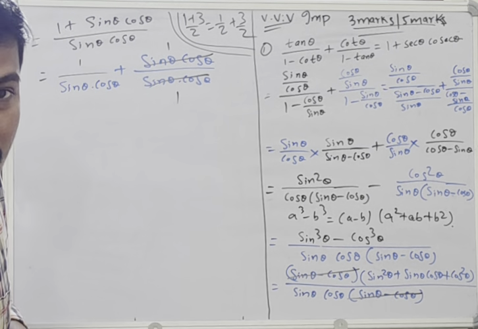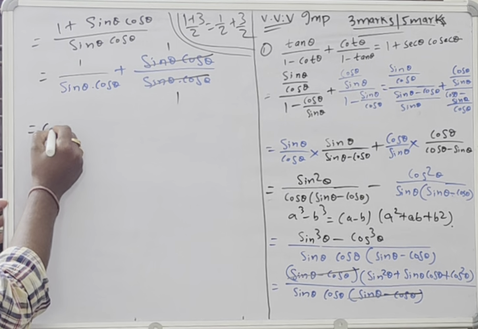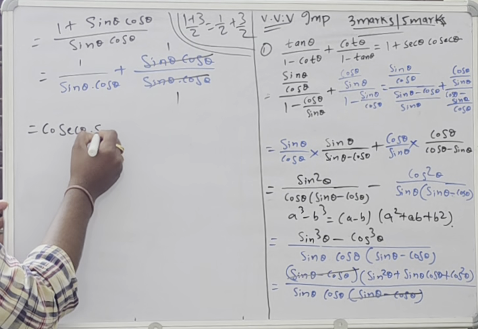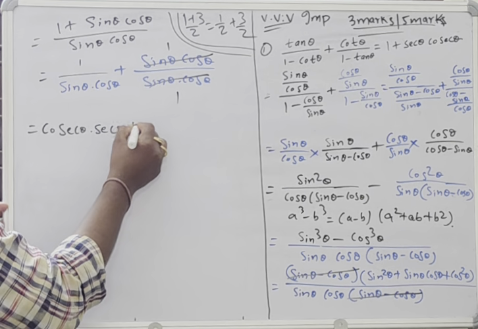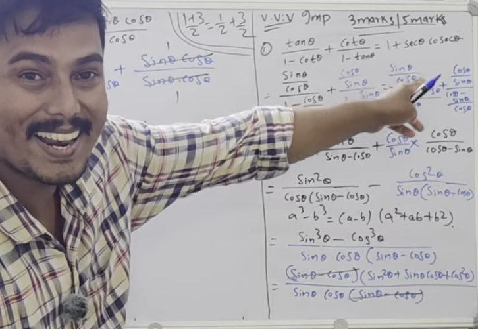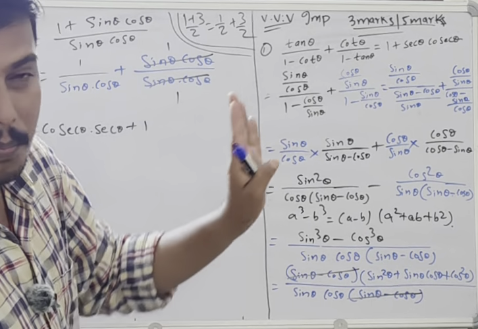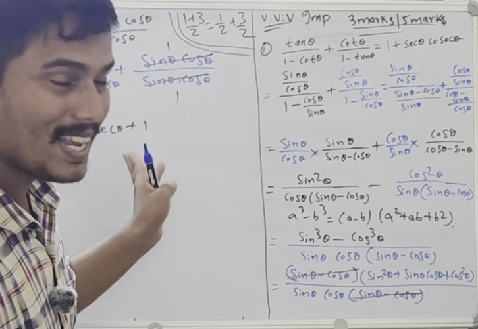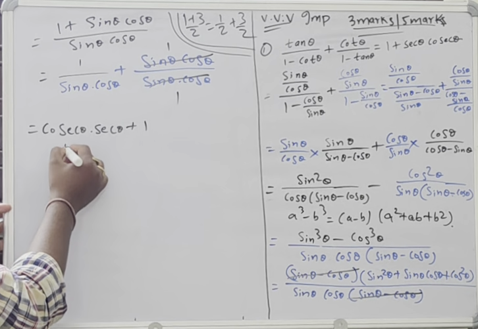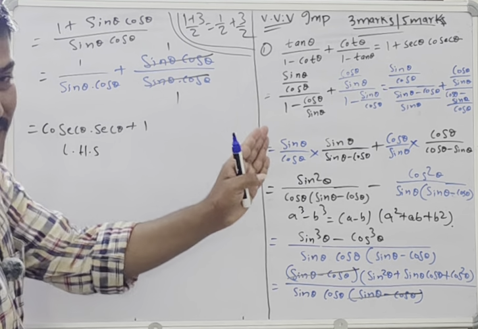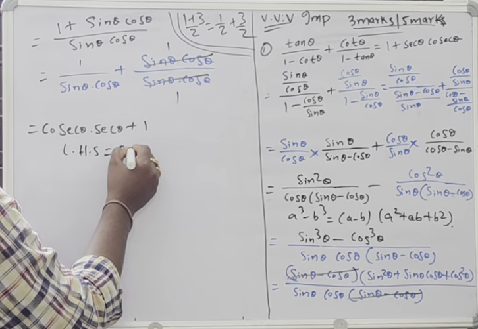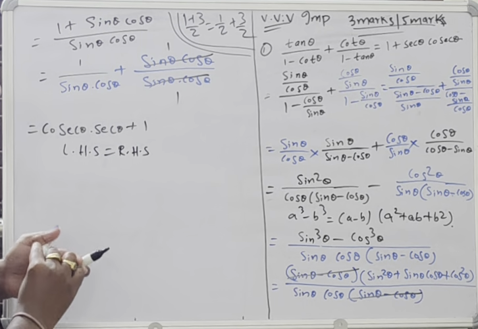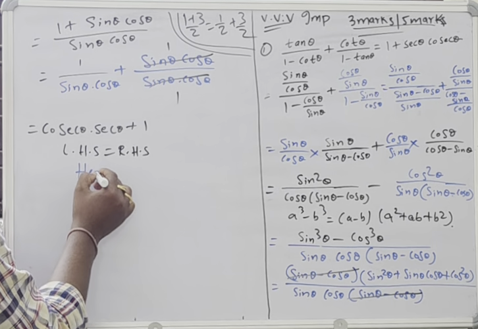1 by cos theta is what? Secant theta. So cosecant theta into secant theta plus 1 is nothing but RHS. So this and that both are the same. So LHS is equal to RHS. We took LHS, and LHS equals RHS. That is what we need to prove. Hence you are supposed to justify it.